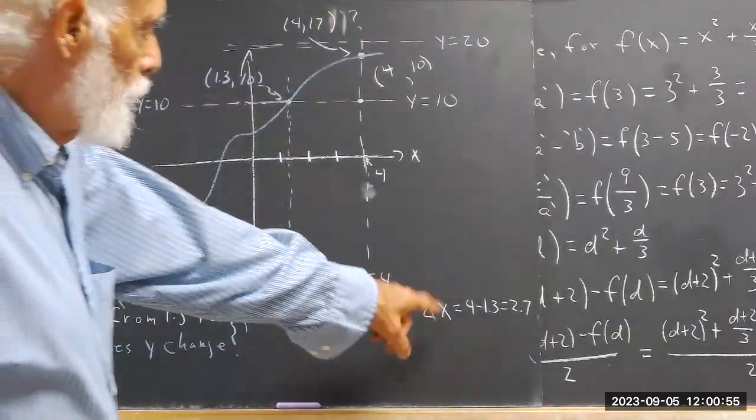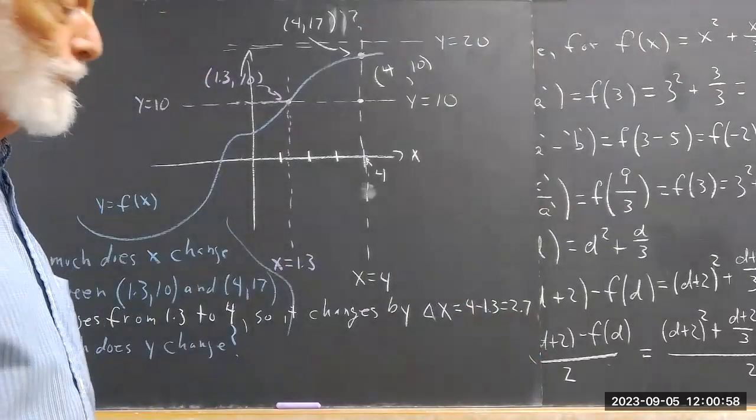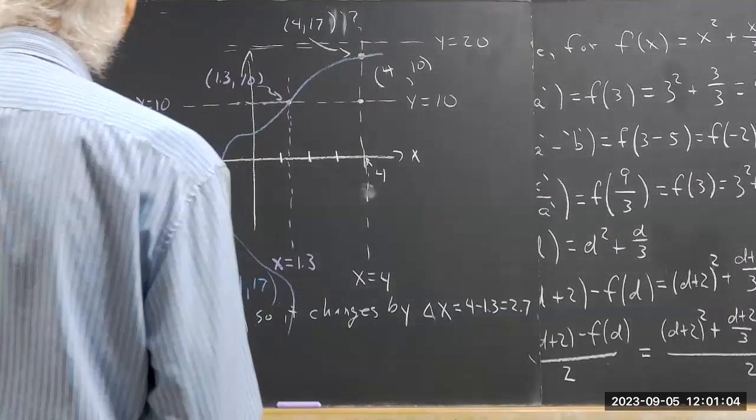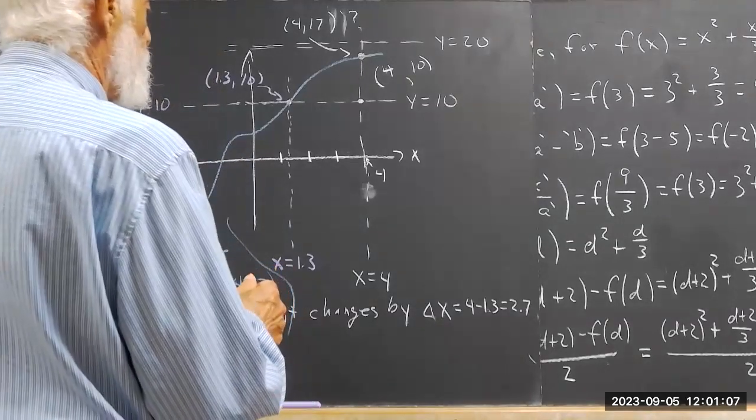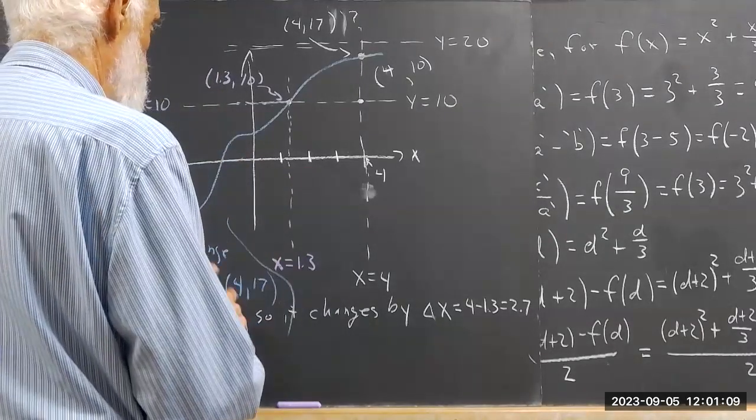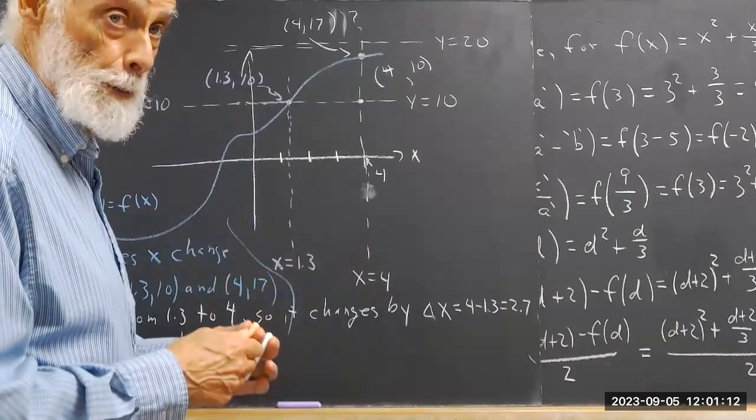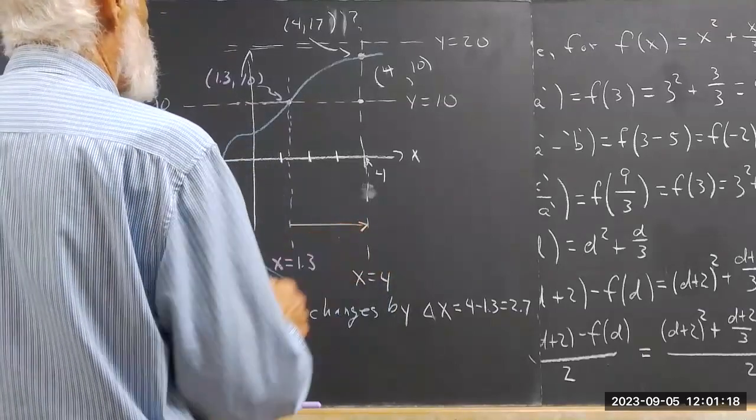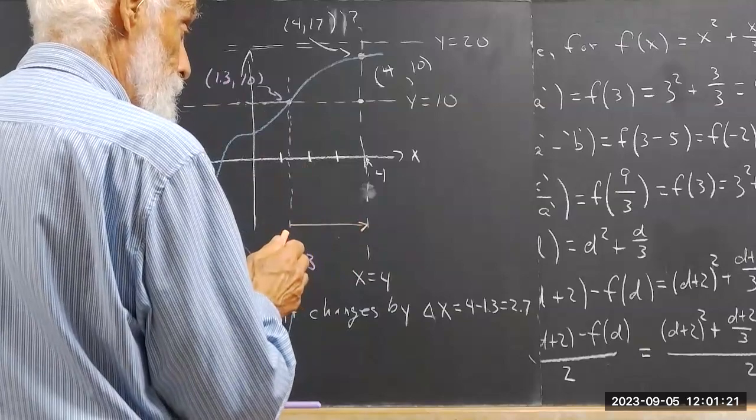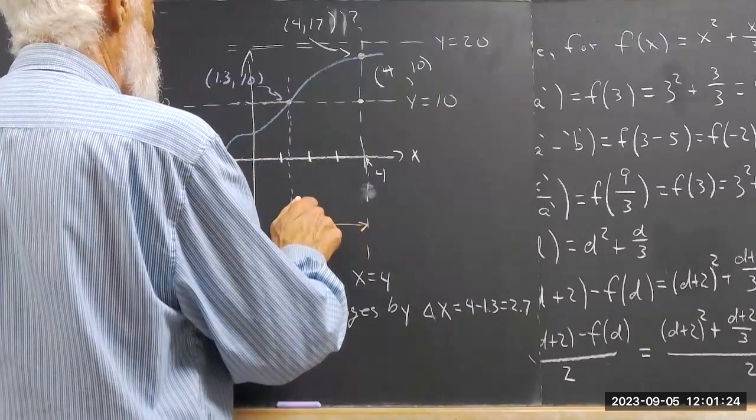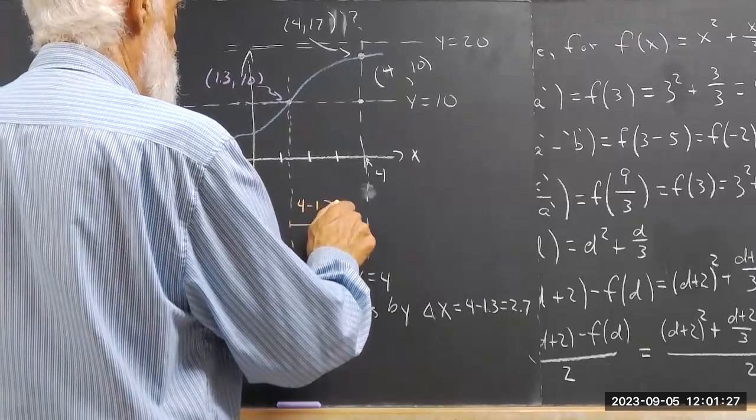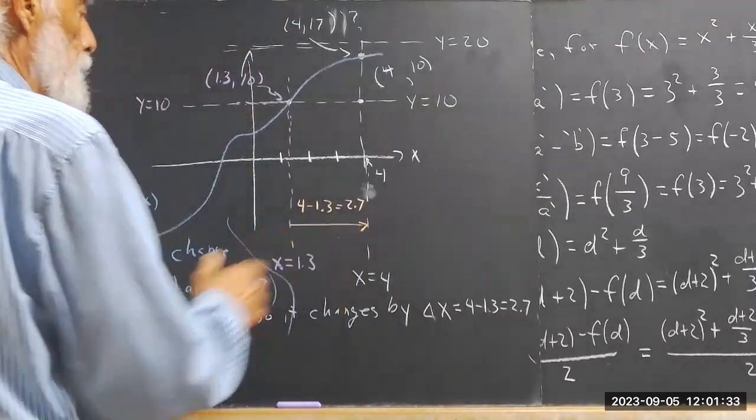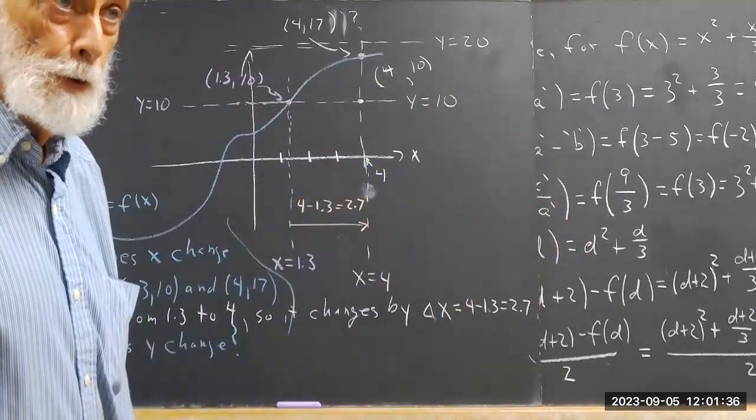So X changes by 4 minus 1.3, which is 2.7. Can you see that on the graph? Well, here's X equals 1.3. Here's X equals 4, right? If we go from this line to this line, this arrow has a value that we say is 4 minus 1.3 equals 2.7. It's 2.7 units long and it points in the positive direction.